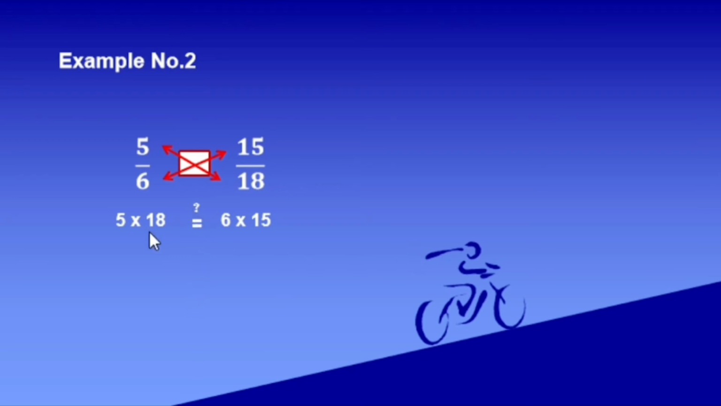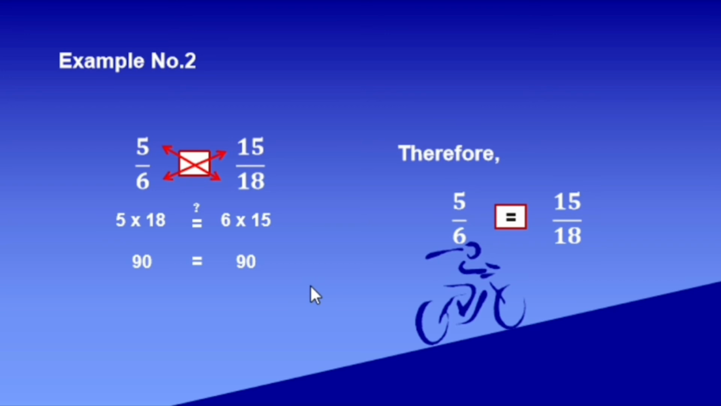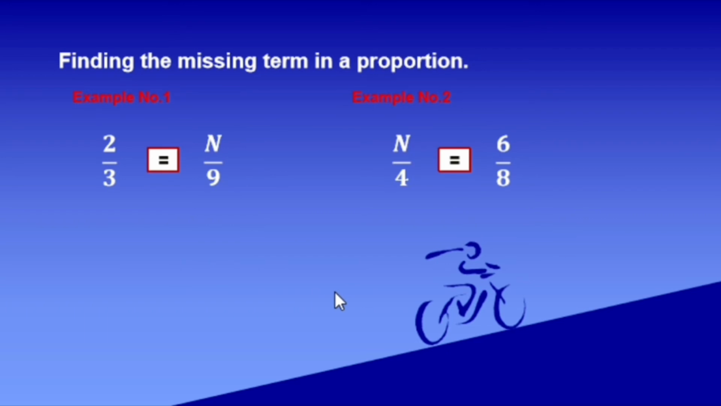Now, let us multiply 5 times 18 is equal to 90, and we have 6 times 15 is equal to 90. 90 is equal to 90. So, therefore, 5 over 6 is equal to 15 over 18. That means they are proportion. Let us have another example. This time, we need to find the missing term in a proportion.